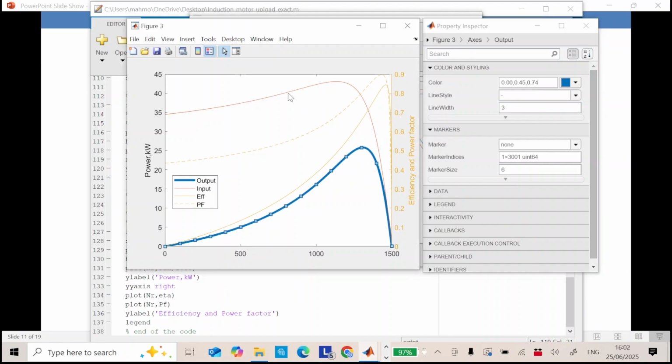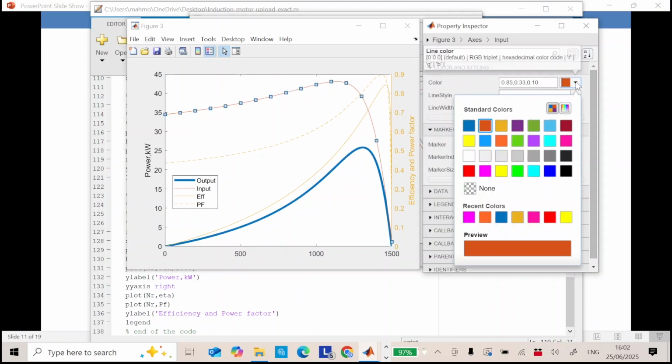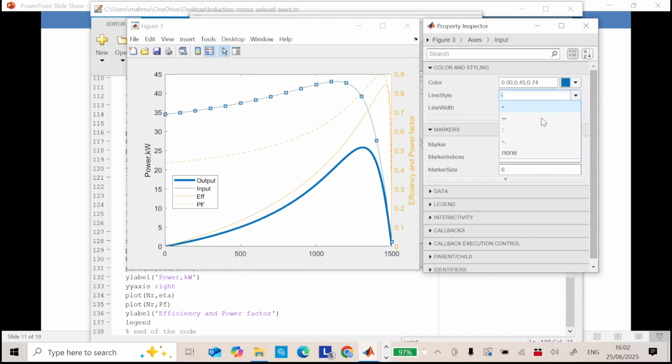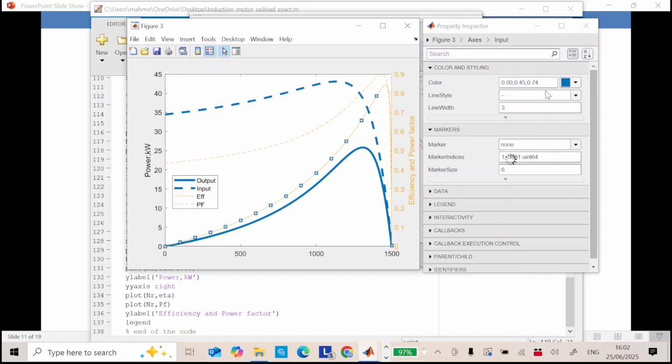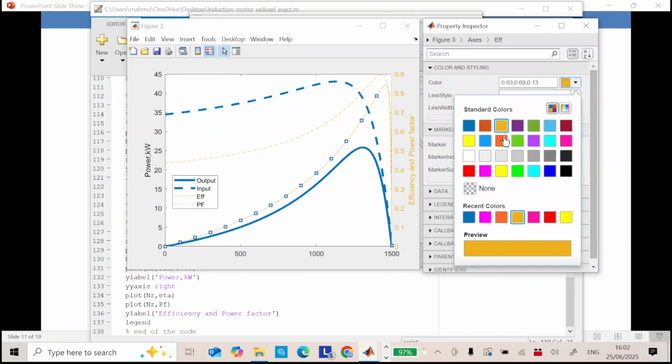For the power input, that one is red. I need to make it blue as well, like the output power, but I'm not going to make it a solid line. This time I'm going to make it a dashed line. And the width will be the same as the output, something like 3. And that one is reflected immediately in the legend, as you can see here. Regarding the efficiency, we're going to make that one something like orange color because that one is on the right side.